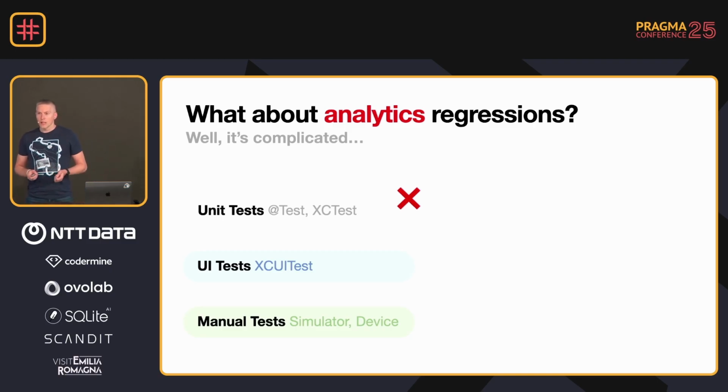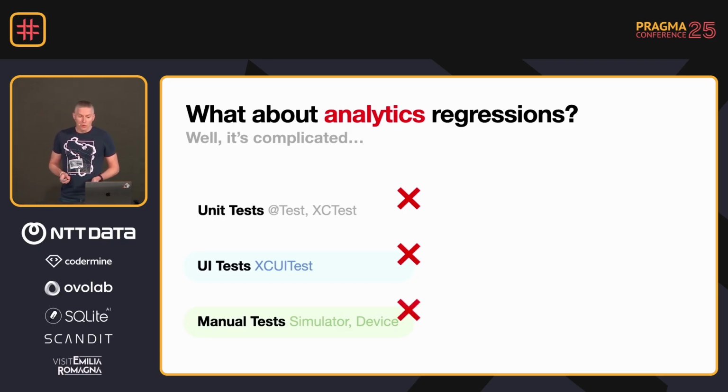XCUITests are great at checking user interactions, also in sequences, but normally they don't have access to business logic, so we can't use them right away. And manual testing, trust me, you don't want to go this way. Although most analytics providers allow you to check in a console if a certain event is triggered, it's tedious work, and it could not be automated, and therefore, yeah, strong no.